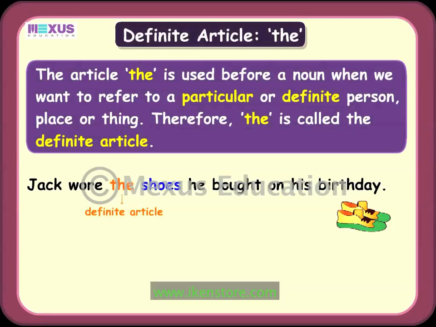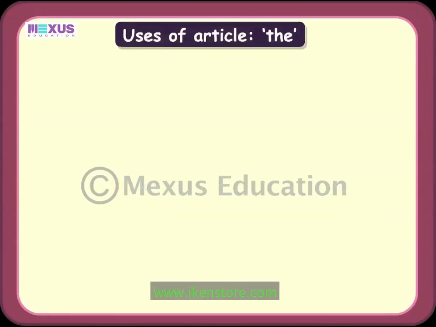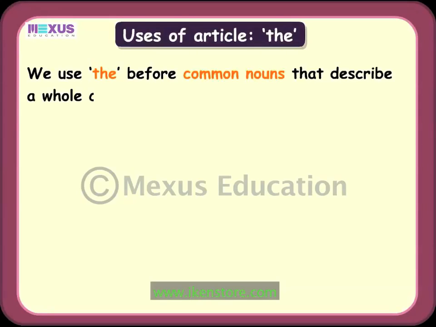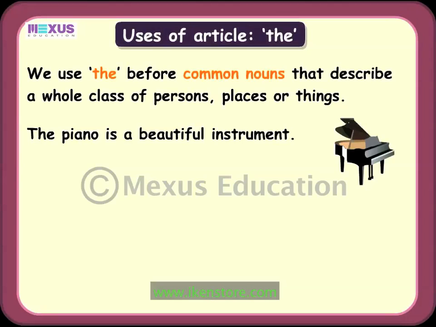The article the is used in many ways in English writing. Let's take a look at some of them. We use the before common nouns that describe a whole class of persons, places, or things. For example, the piano is a beautiful instrument. Here the word piano refers to all pianos. So we use the before it.